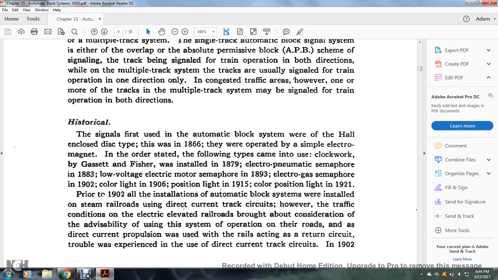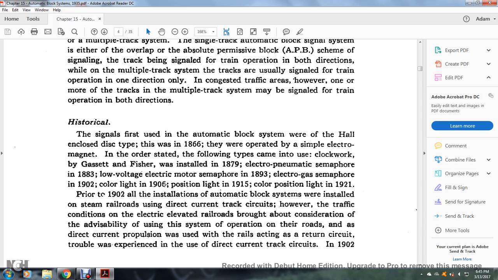Historically, the signals first used for the automatic block system were the Hall enclosed disc type. This was in 1866, when they operated with a simple electromagnet. Other types that came into use included clockwork, such as Gassett and Fisher, installed in 1879. Electro-pneumatic semaphore, 1883. Low voltage electric motor semaphore, 1893. The electric gas semaphore in 1902. The color light, 1906. Position light, 1915. Color position light, 1921.